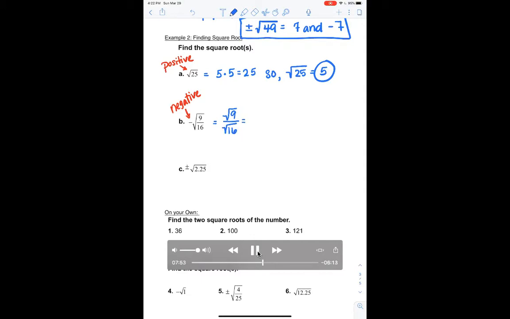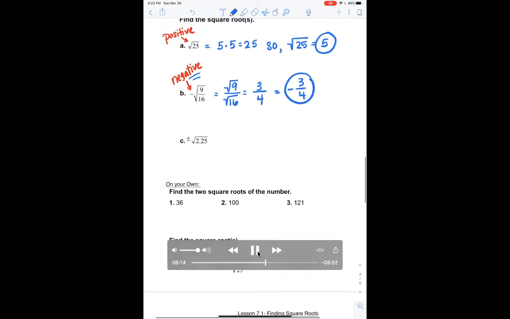Now, raíz cuadrado de 9, ¿cuál número es? 3. Y de 16 es 4. So when I'm looking at the square root here, I know it's 3/4, but remember they wanted the negative. So your answer is going to be negative 3/4.